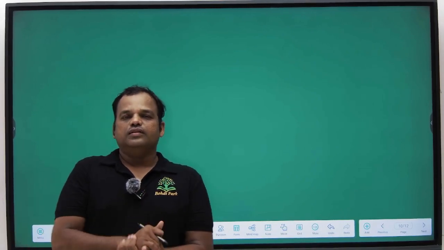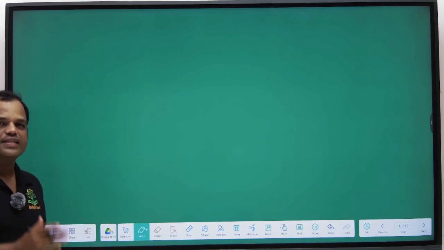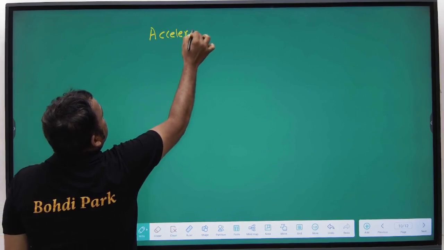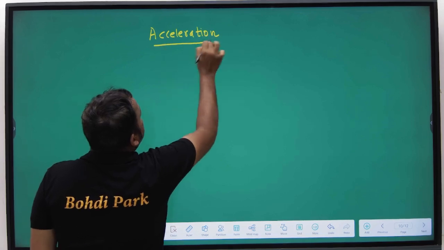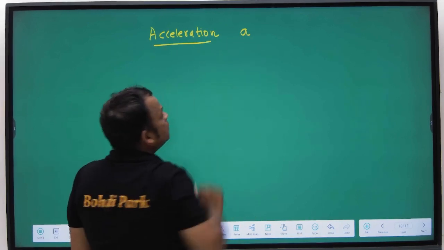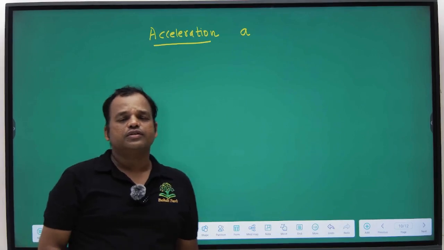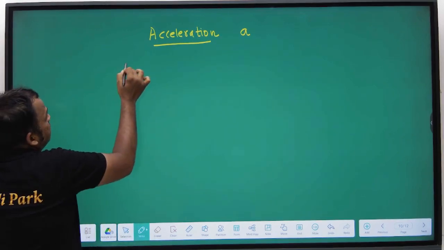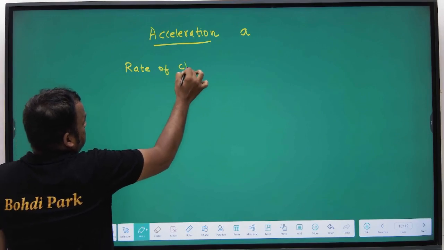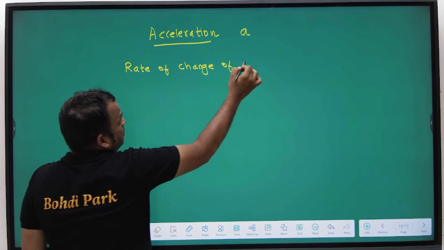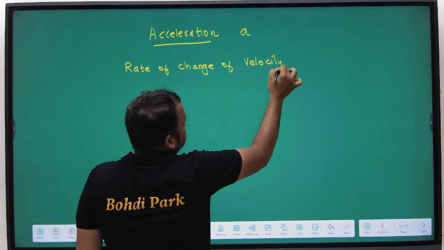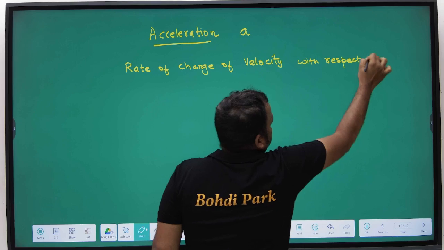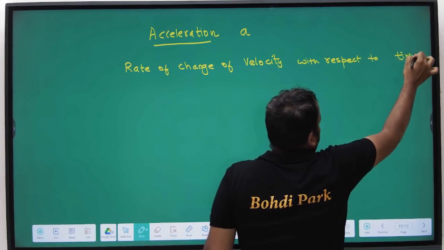Okay, so the next topic is acceleration. Acceleration is denoted by a. And how do we define it? It is the rate of change of velocity with respect to time.